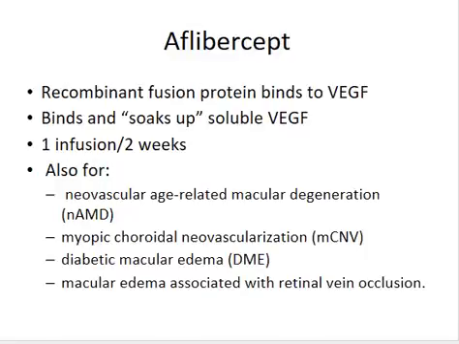Aflibercept is a recombinant fusion protein which also binds to VEGF, essentially binding to and soaking up soluble VEGF. Typically it's given about 1 infusion every 2 weeks, but that depends on what it's indicated for. And the indication list, which is shown here, has grown quite long actually. There's 4 indications now for this drug.